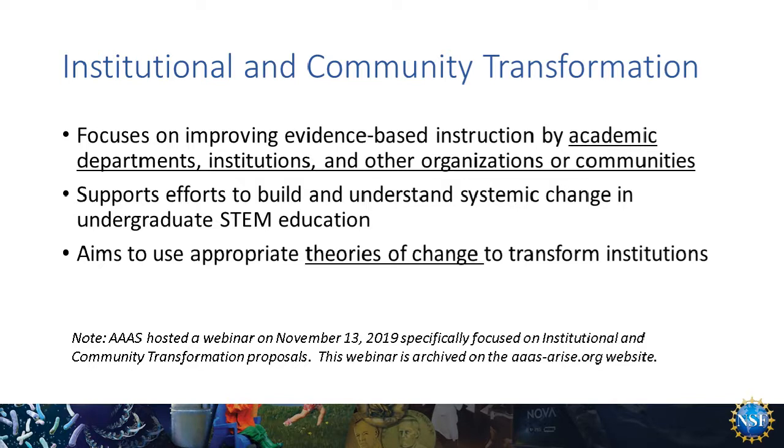It's critical for institutional and community transformation proposals to include a theory of change that's identified in the solicitation itself. As Ellen noted earlier, there was a AAAS hosted webinar on November 13th focused on institutional and community transformation, and I encourage you to take a look at that as well. Yeah, it is archived on the AAAS website.